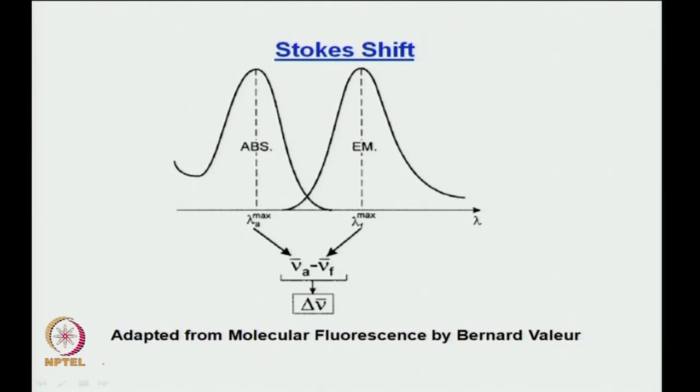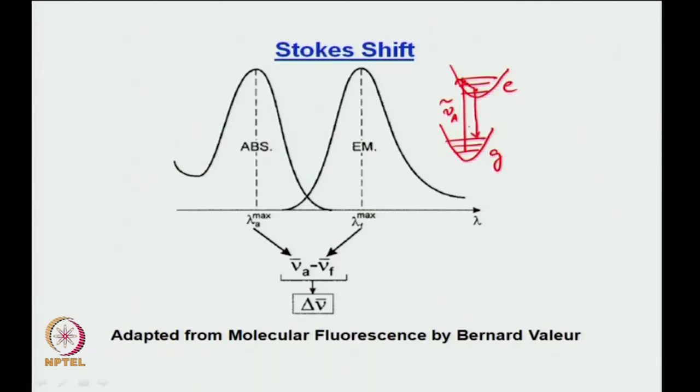Let us talk about the Stokes shift, right? So this is what we said. You have this excited state, this is the ground state. You do excitation, so it goes from the ground state to here. This is the absorbing energy, which is nu A, say. Nu A means, in wave numbers, your energy of absorbance. But before it can come down from here, it does a vibrational relaxation to here, and then it starts coming down from here.